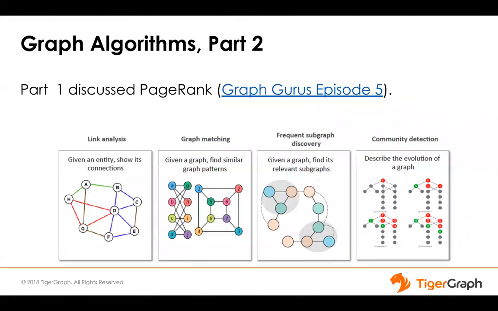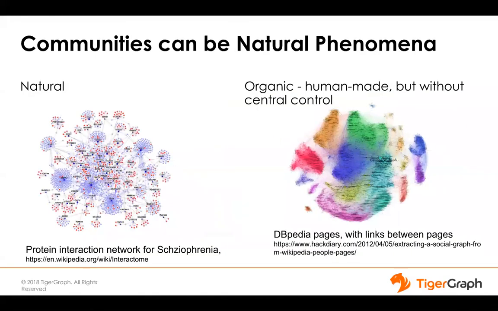And lastly, we get to the topic we're going to cover today, community detection. What are the natural groupings of communities within a graph? And then we'll have to look at what we mean by a community and what we mean by natural. So communities can be natural phenomena. You think about wildlife populations, you think about the way people tend to congregate. They even occur at the molecular level.